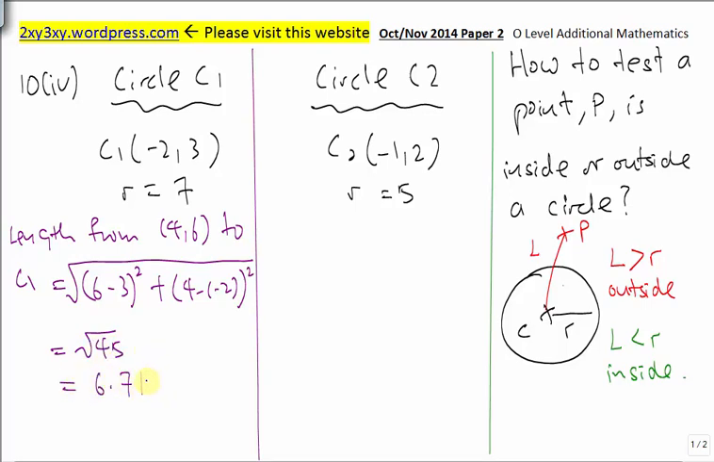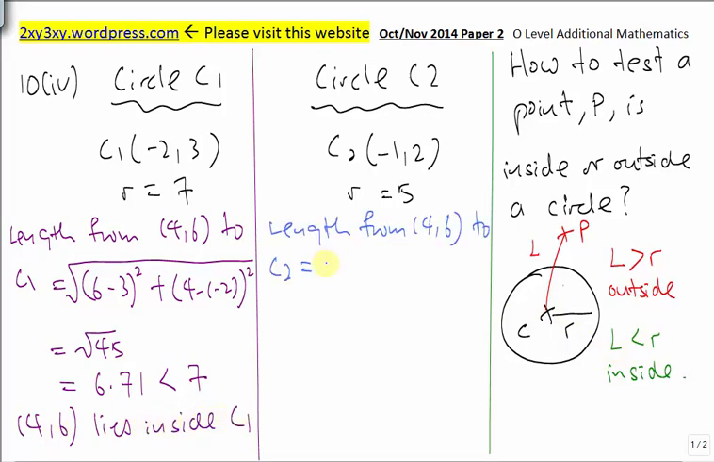This will give us the value of square root of 45, which is equal to 6.71. And 6.71 is in fact smaller than the radius 7. Now we know that the length from (4, 6) to the center of the circle is 6.7, which is less than the radius 7. So we can conclude that the point (4, 6) must lie inside the circle. Okay, length is less than the radius, so we can conclude that (4, 6) lies inside the circle C1.